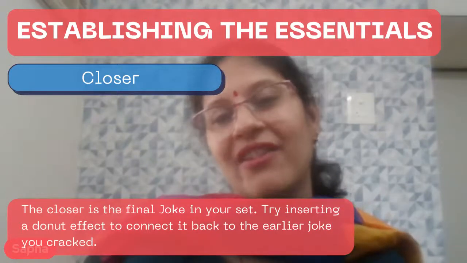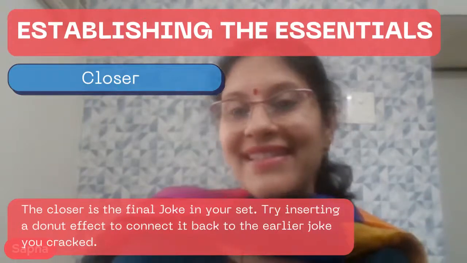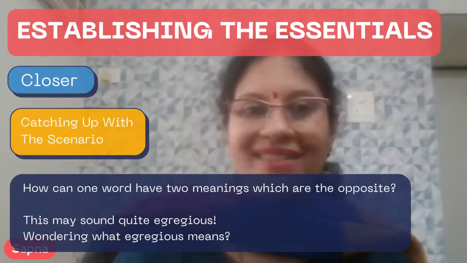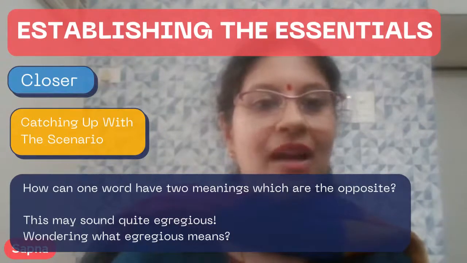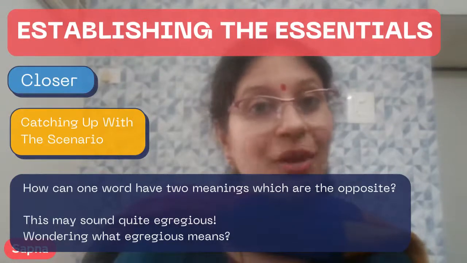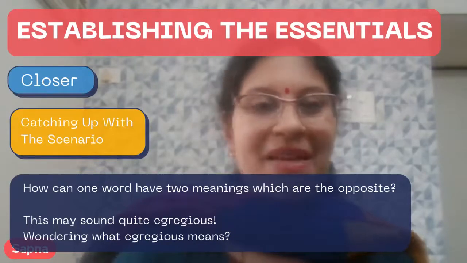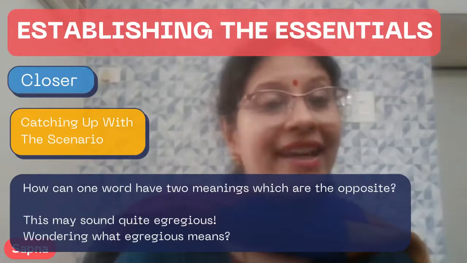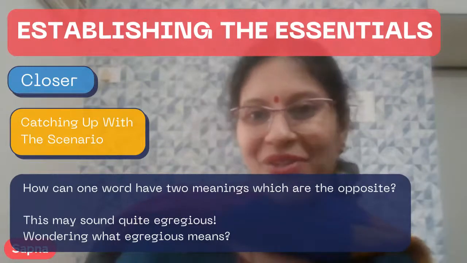We want to have a lasting impression with the audience. And how can we be doing that? Here is the scenario to be seen for the closer. Yes, now for the closer, how can one word have two meanings, those two being opposites? So sometimes these words are called contronyms, but let me bring that out to you. It's really baffling. This may sound quite egregious. Wondering what egregious means? Let me show that to you.